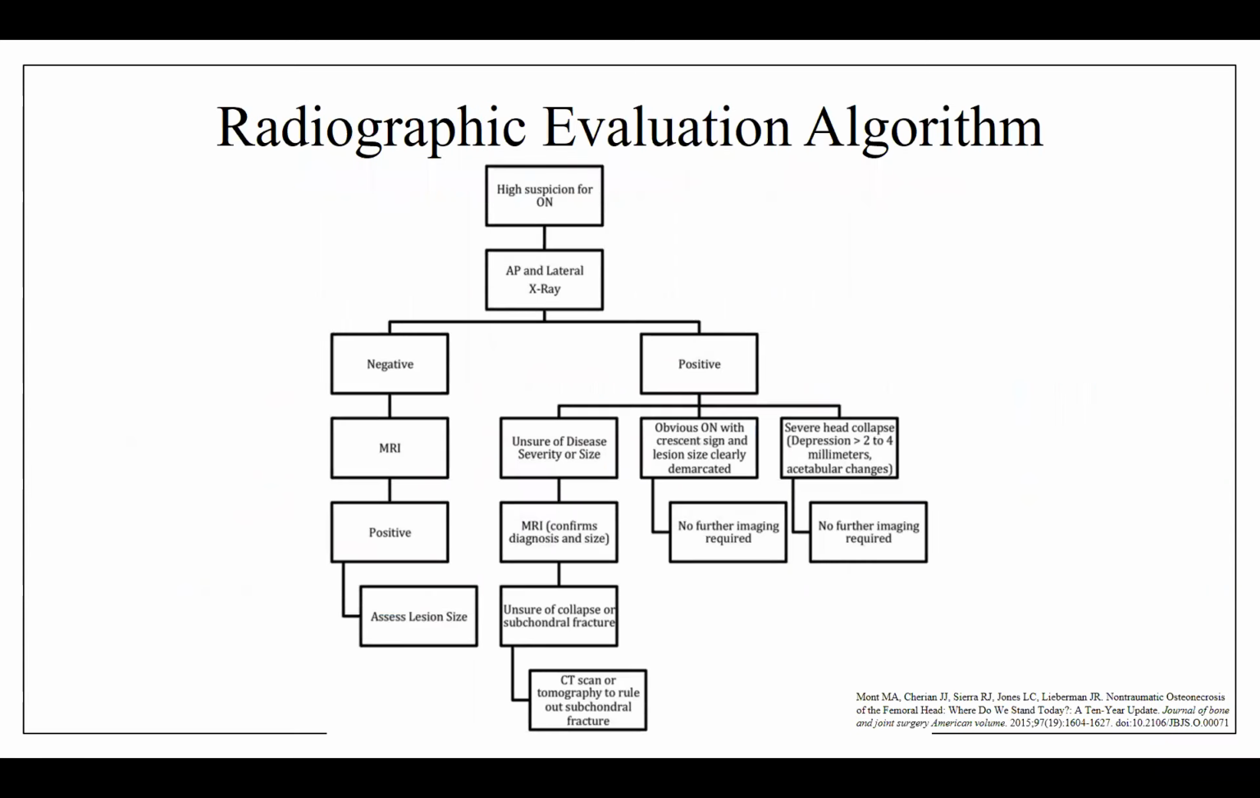This is a nice flow sheet to look at which test to order for your patients with AVN. If you have a high suspicion, the first one you want to get, as we talked about, is the x-rays, AP and lateral. And then depending on if they're negative or positive, you can follow the flow sheet to see if MRIs should be ordered, CT scans, or if no further imaging is required.